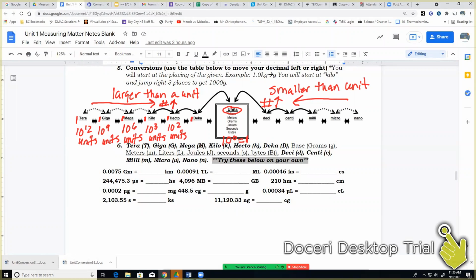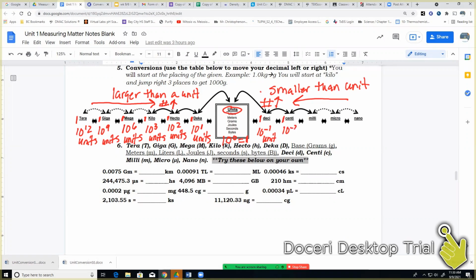1 deca, 10 to the 1, or just 10 units. So if I was talking about decagrams, it would take 10 grams to equal 1 decagram. On this side, because they're smaller than the base unit, my exponents are going to be negative. So 1 deciunit is 10 to the minus 1 units.